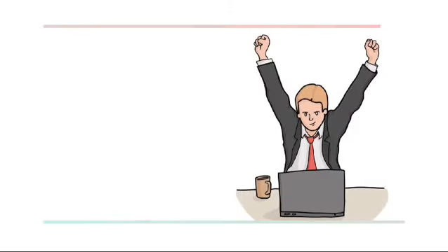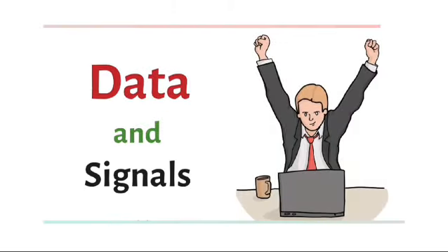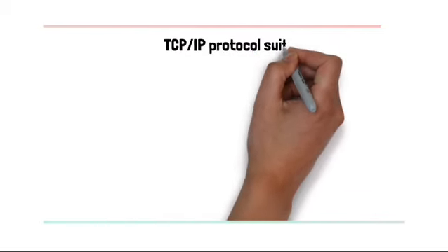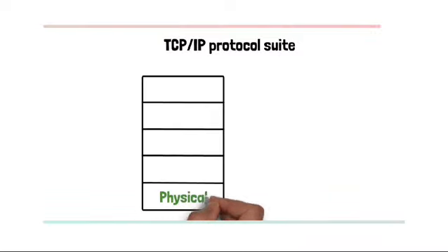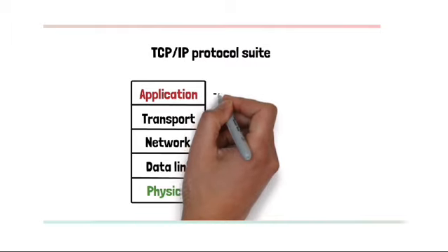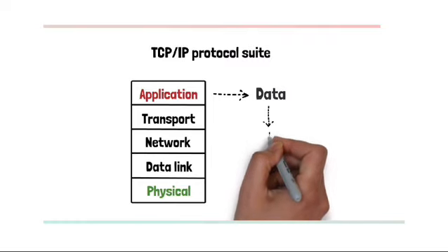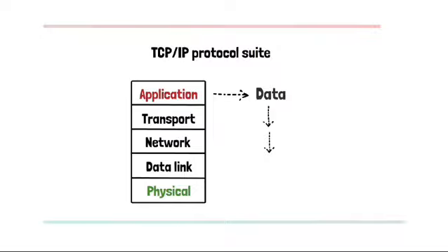In this video, we will learn data and signals in the TCP/IP protocol suite. So let us start. The bottommost layer in the TCP/IP protocol suite is the physical layer. The application layer generates data, which moves down along the networking layers to reach the data link layer.